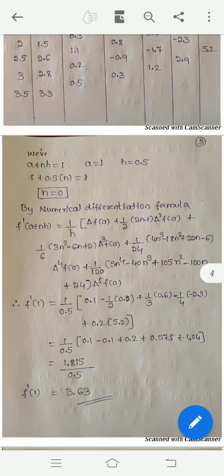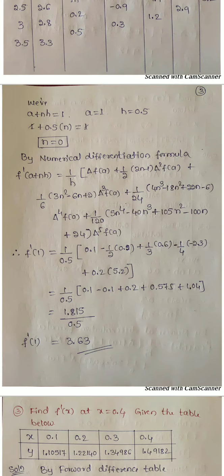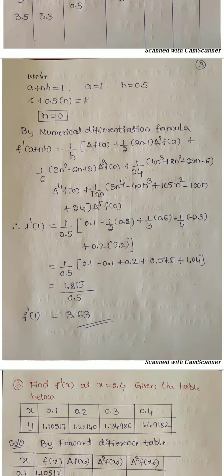So after that we have to take the numerical differentiation formula, that is f dash of a plus nh is equal to 1 by h into delta f of a plus 1 by 2 into 2n minus 1 delta square f of a plus 1 by 6 into 3n square minus 6n plus 2 into delta cube f of a plus 1 by 24 into 4n cube minus 18n square plus 22n minus 6 into delta power 4 f of a plus 1 divided by 120 into 5n power 4 minus 40n cube plus 105n square minus 100n plus 24 into delta power 5 f of a.